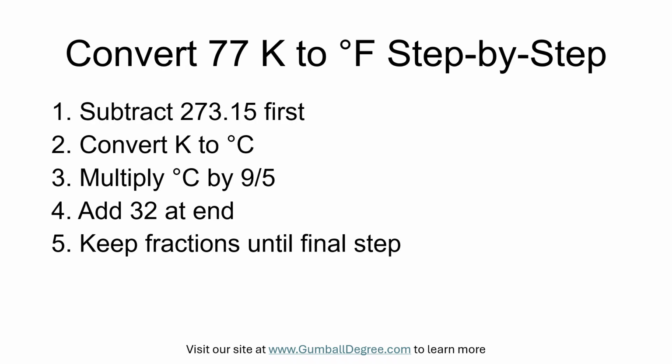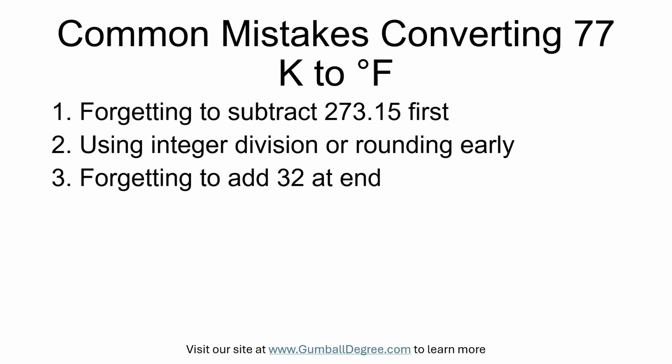Doing this step by step for 77 Kelvin gives Celsius equals -196.15, then multiply that by 9/5 to get -320.87, then add 32 to reach about -288.87 Fahrenheit.